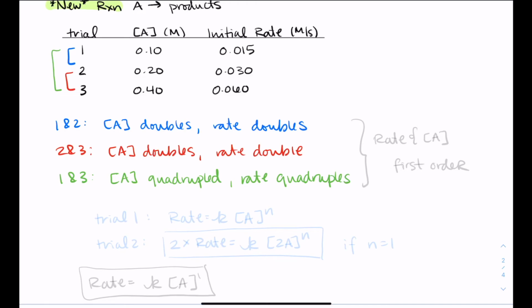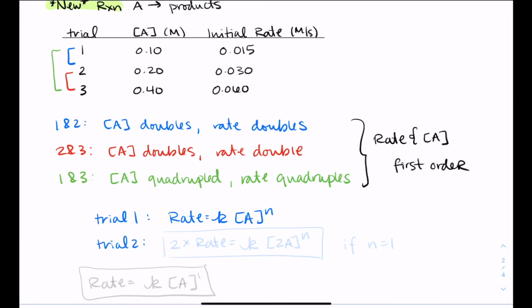So my rate is the rate constant times the concentration of A to the first power, which we could just leave the first power off. Now, writing out the words is kind of an intuitive way. You could do this in a more mathematical way if you prefer. So from trial 1, my rate is k times the concentration of A to the n power, whatever n ends up being.